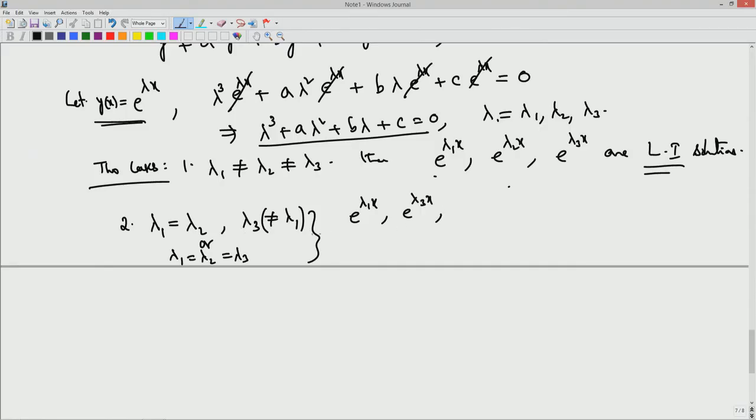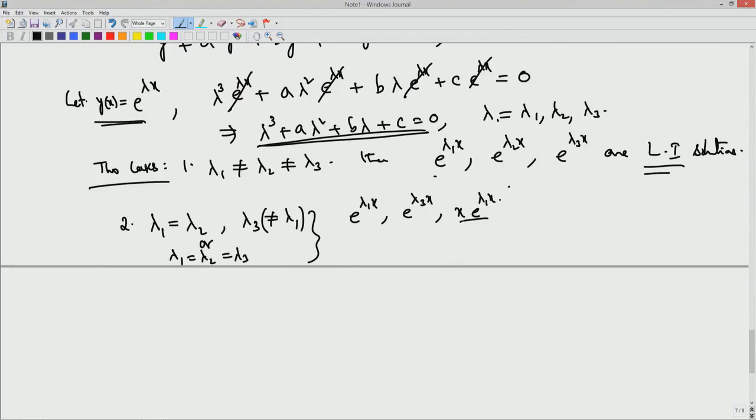But you have also seen that if there are repeated roots, x times e power lambda 1 x is also a solution. You can see this after substituting into the equation, because if the root is repeated, the polynomial can be written as lambda minus lambda 1 square into lambda minus lambda 3. You differentiate with respect to lambda and put lambda equal to lambda 1, it is also 0.